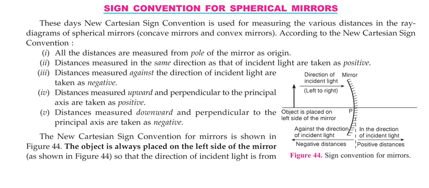Distances measured upward perpendicular to the principal axis are taken as positive, just like the y-axis, and the distances measured downwards and perpendicular to the principal axis are taken as negative. So these are the 5 rules related to the sign convention for spherical mirrors. One thing you need to understand is that the object is always placed on the left hand side of the mirror. It's always placed on the left side. This is the convention.